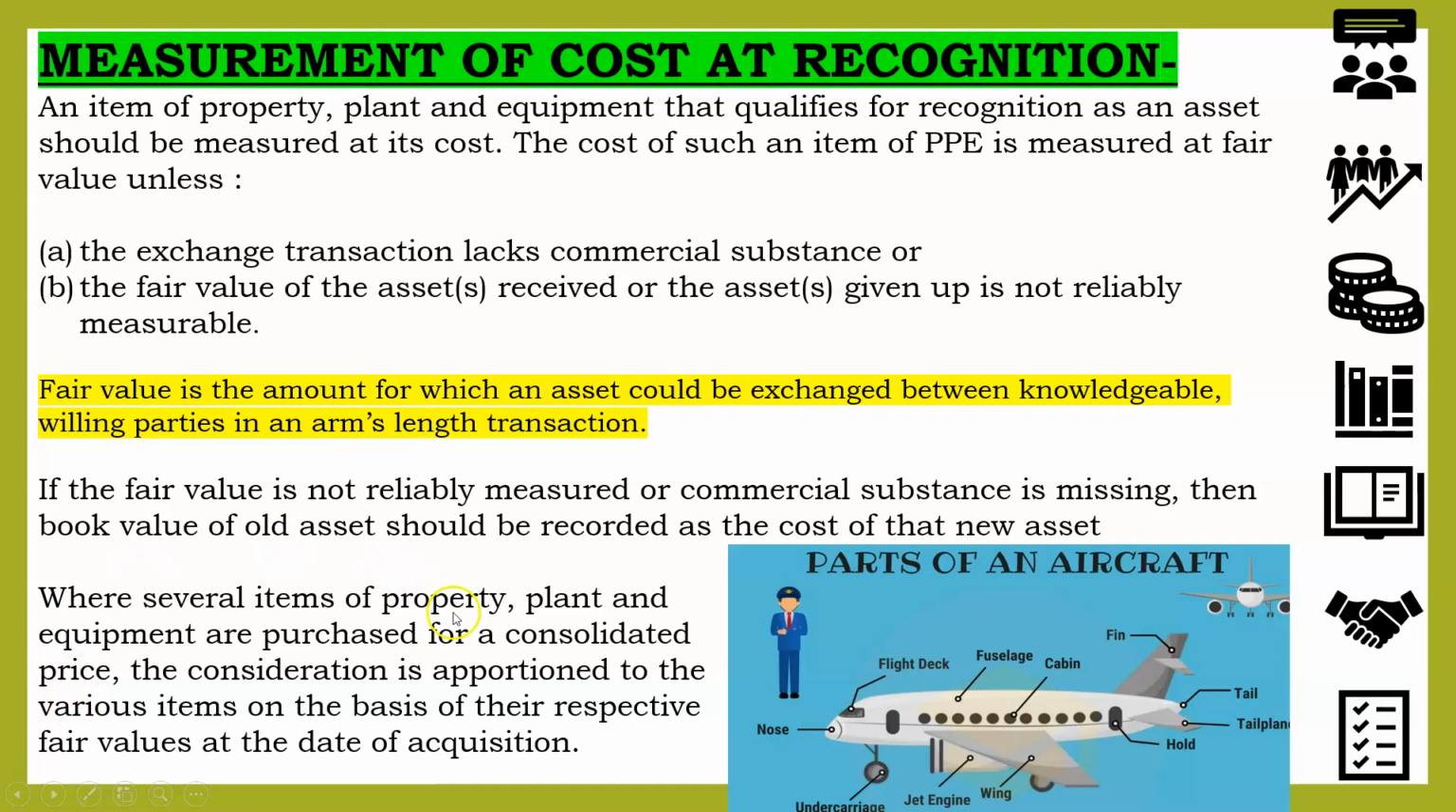Also, where there is an item of property, plant and equipment which has many parts attached to it, say parts of an aircraft, the fin, the cabin, the nose and the jet engine, at that time we apportion the respective cost of the different parts and allocate those costs separately, and then we record them at their unique fair values.